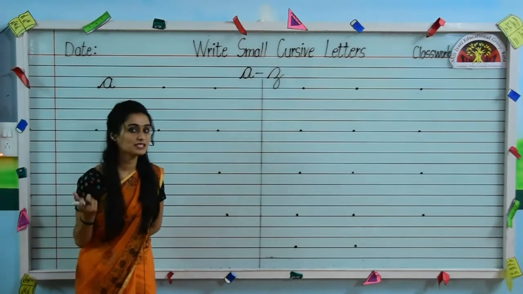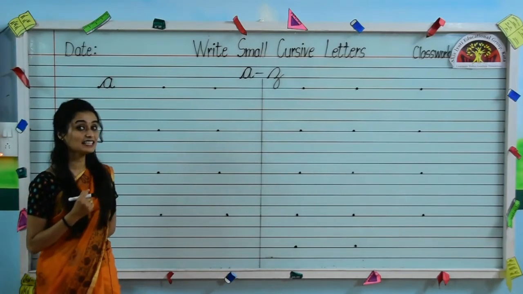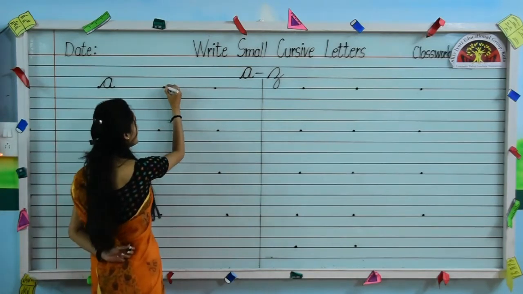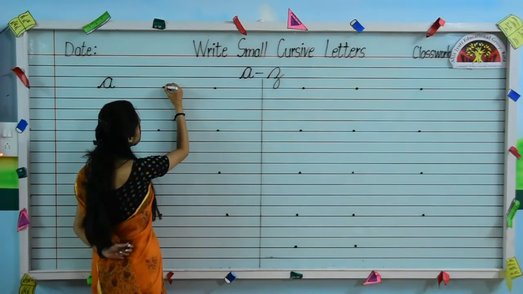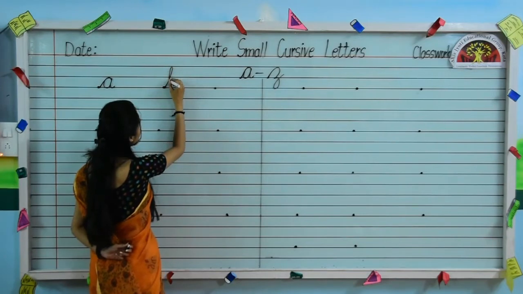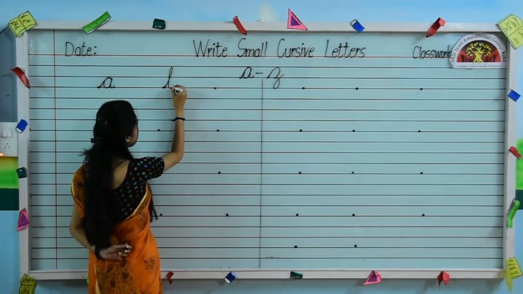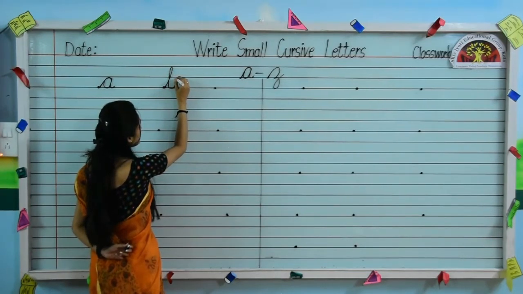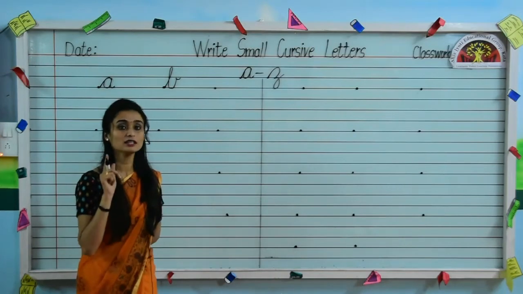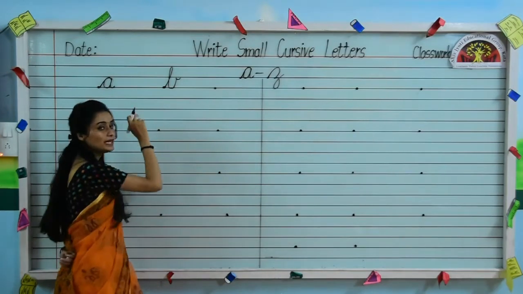Now tell me which is the next letter, kids? Yes, the next one is B. Come on the second dot. From the third line, we will make a slanting line up. We will make a loop, come down till the third line, curve, touch the second line and out like this. This way you have to write your small cursive letter B.